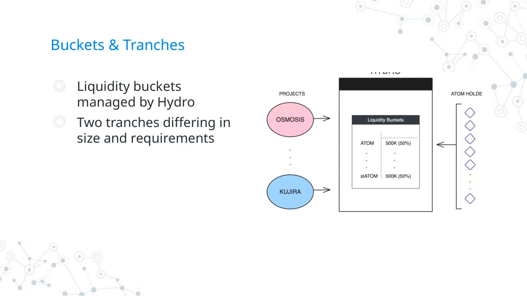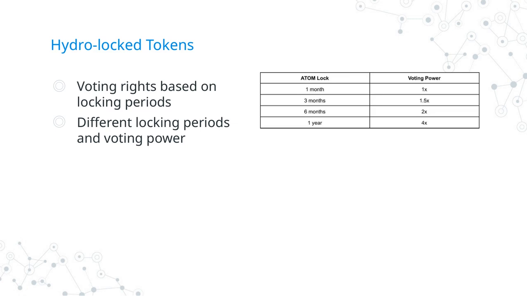Liquidity exports use funds allocated through several liquidity buckets managed by Hydro. At launch, there will be two buckets, atoms and stAtoms. Each bucket is divided into two tranches, one exclusive to chains with an ICS agreement and another open to all projects. Hydro allows atom holders to lock their tokens for different periods, receiving H-Atoms in return.